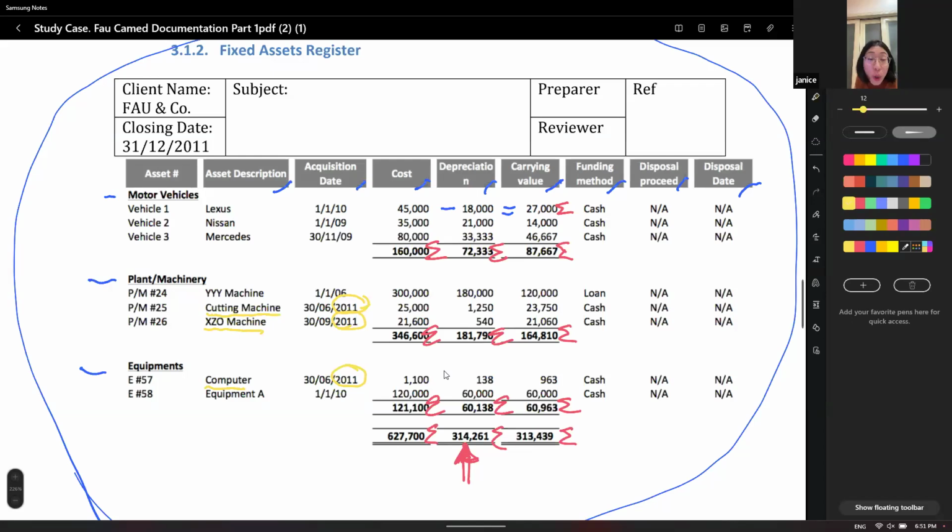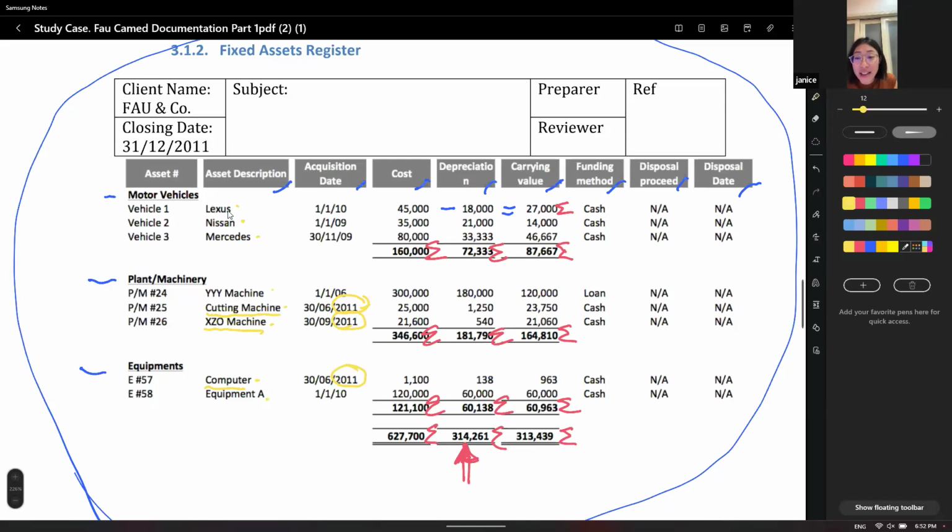I think we can go and check. We can inspect, right? Very good. We can go and inspect and look, observe to see if there's really a Mercedes here, right? So what we're gonna do is physically go and inspect all these items. So how many items does the client have here? 1, 2, 3, 4, 5, 6, 7, 8. All right. The client has 8 items.